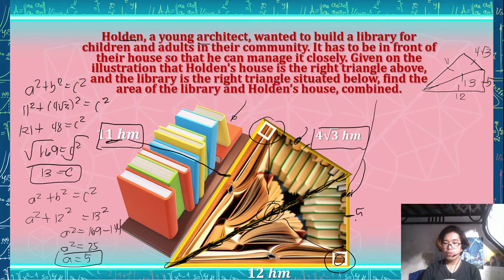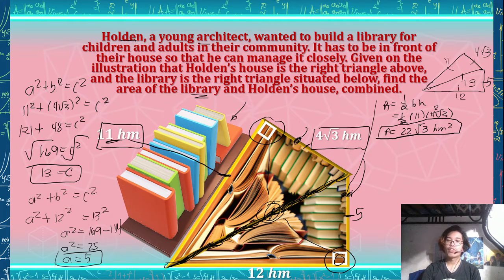Okay, so now that we know all of the side measurements, we can now get the total area. First we need to get the area for the library. The area for the library is just going to be 1/2 base times height. Since we know the base is equal to 11, and the height is equal to 4 square root of 3, we can compute that the area for the library is, this becomes 2 square root of 3, and that becomes 11 times 2, so that's 22 square root of 3 square hectometers. This is the area for the library.